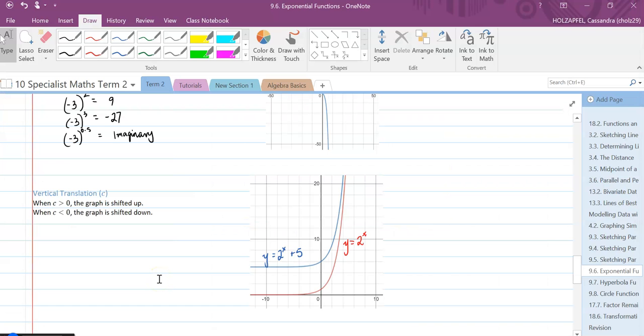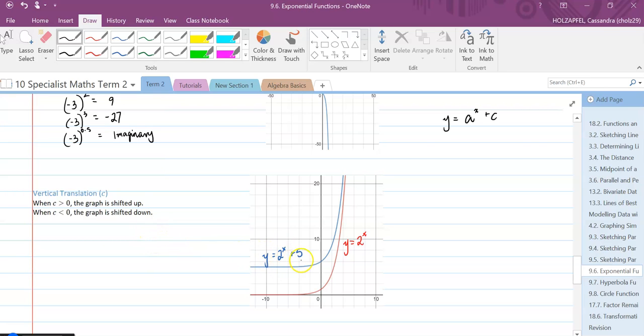So there we have it. So those are our 4 different transformations that we're going to focus on for exponential graphs. So we've got our vertical translation. So that's defined by that factor c. So I'm going to actually write this equation over here so we can see what I'm talking about. When I've got y is equal to a to the power of x plus c, this value c is going to shift that graph up or down.